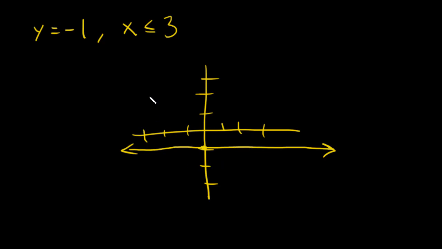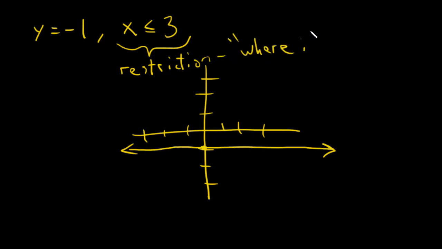And now this is my restriction right here. Restriction, I think I spelled that right. This is where it lives. Alrighty. So in this case, it lives for all the x values that are less than or equal to positive 3. So where is x equals positive 3? Well, this is 1, 2, 3. It's right here. So all of the x values that are equal to or less than 3 is where this thing is going to live.